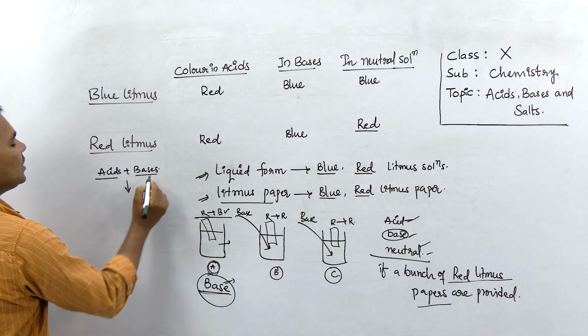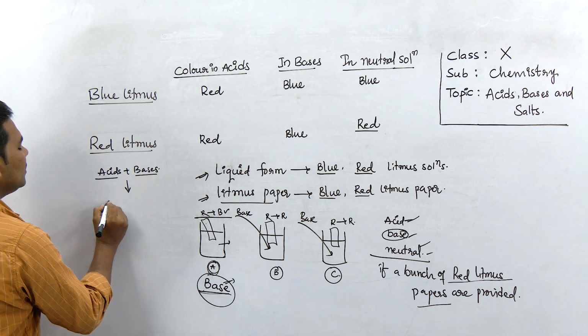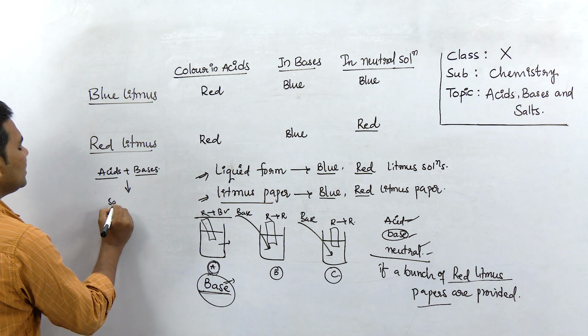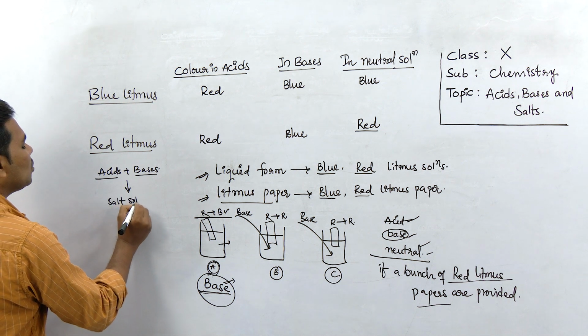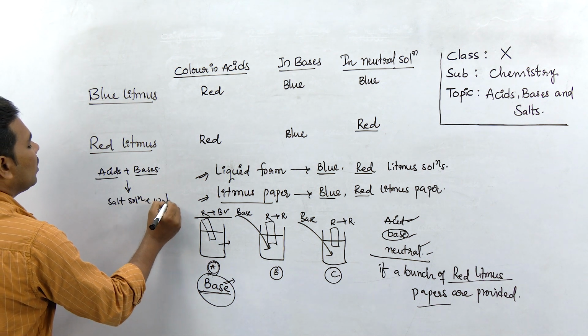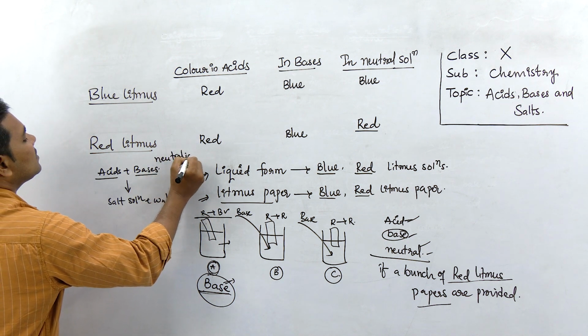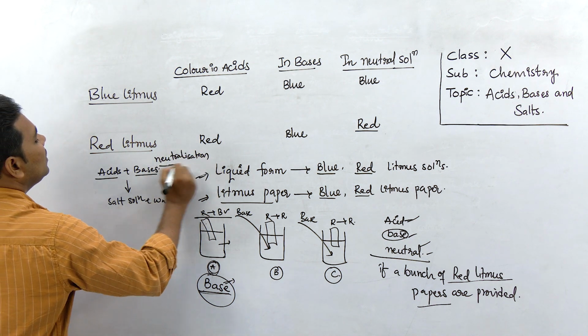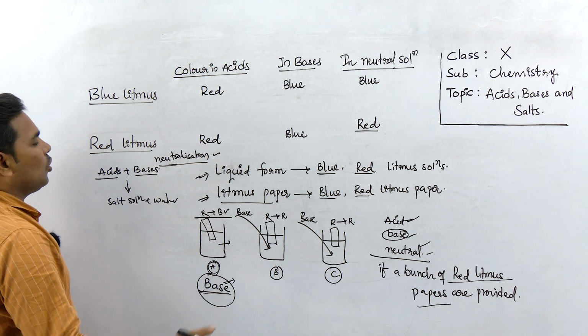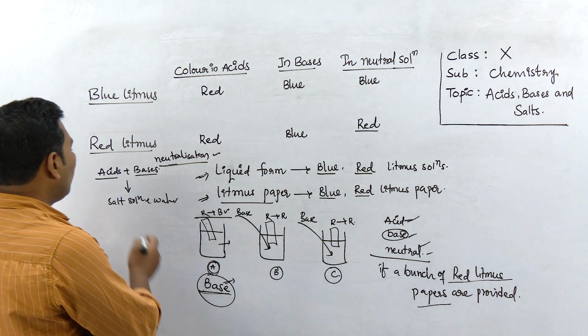When acid solution is added to base, it neutralizes the acid and base, and produces a salt solution and water. This process is called neutralization. We will discuss more examples of neutralization in our next topics. Okay, now what happens now?